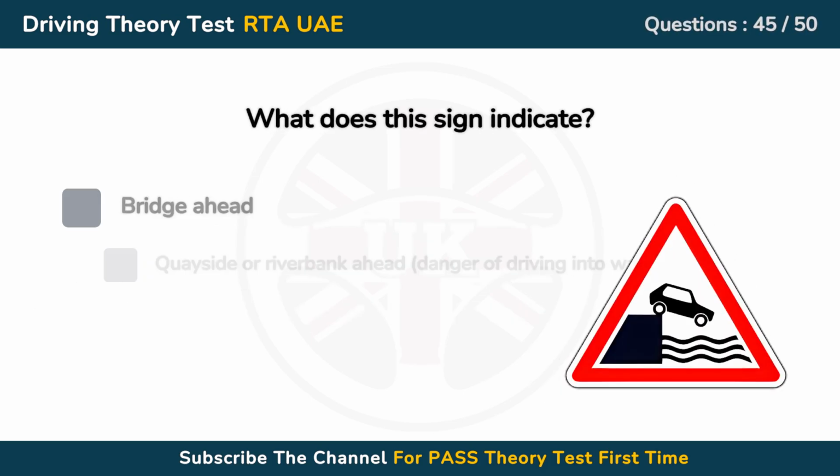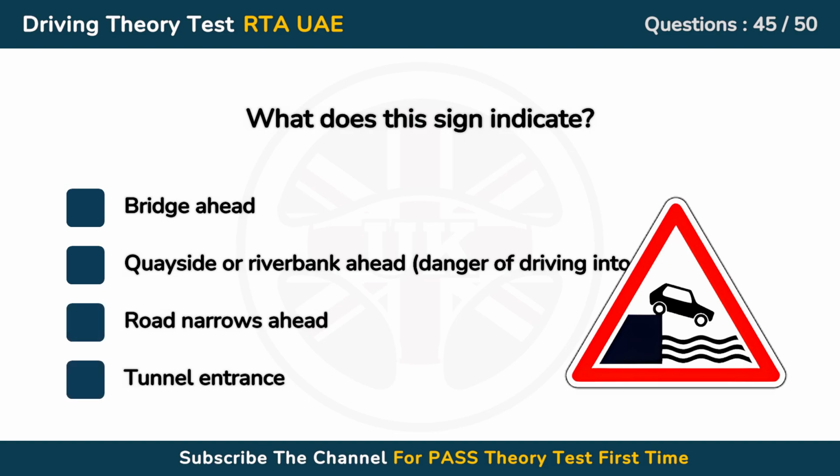Question 45. What does this sign indicate? A, bridge ahead. B, quayside or riverbank ahead, danger of driving into water. C, road narrows ahead. D, tunnel entrance.